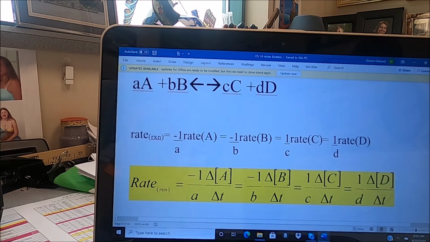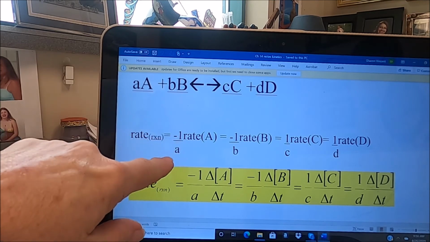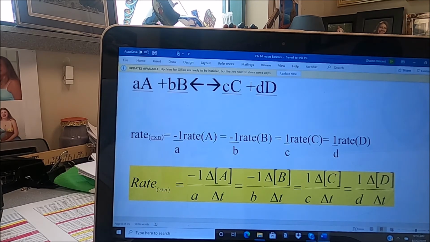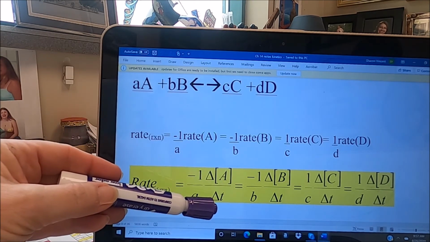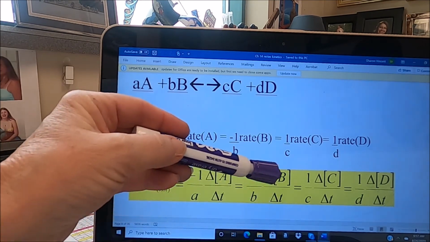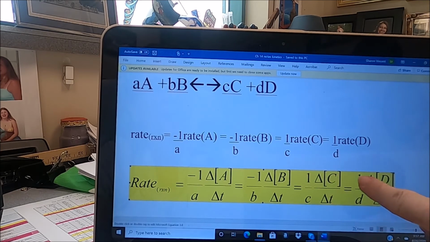So let's look at this. The rate of the reaction for this reaction is going to be -1 over little a, the rate of A, which equals -1 over little b, the rate of B, which equals 1 over c, the rate of C, and 1 over d, the rate of D. If we change rate out for the delta symbols, I can say -1 over a, change in A with time, equals -1 over b, change in B with time, which equals 1 over c, change in C with time, and 1 over d, change in D with time.